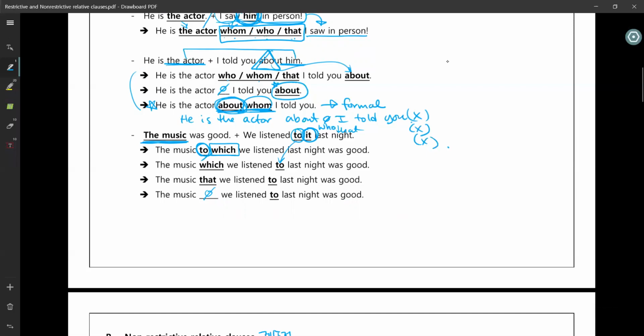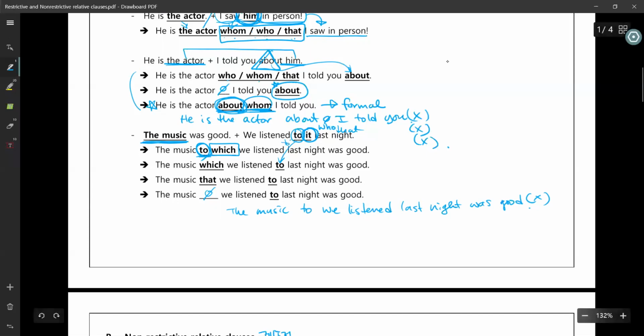In other words, we can't say the music to we listened last night was good. No, we can't do that. Okay, so just remember that. Also, be very careful. If you are going to use a preposition in the middle of the sentence like this, then don't put to here. Don't do this. Okay, you can use the word to only once.